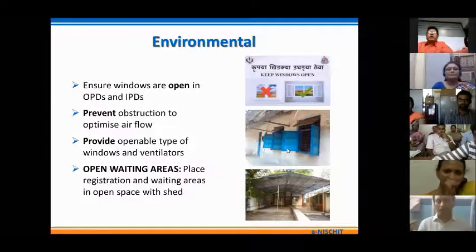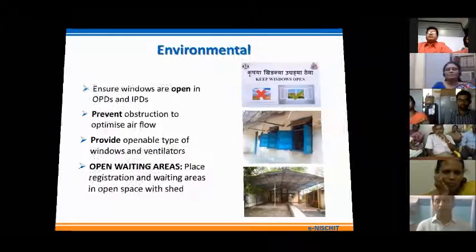And promotion of open waiting areas is the best. You can see a beautiful shed there in front of one of the ART centers where they have constructed this. And so a lot of patients really wait there, and the access also, which I have shown from outside. All this promotes environmental ventilation. Next slide, please.